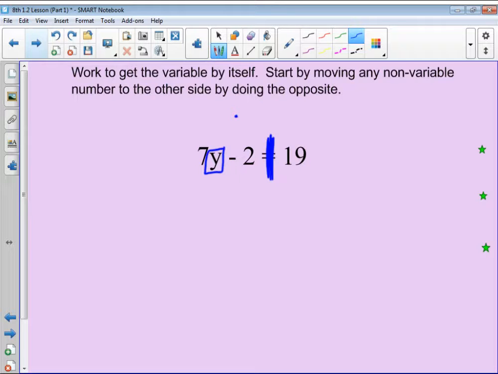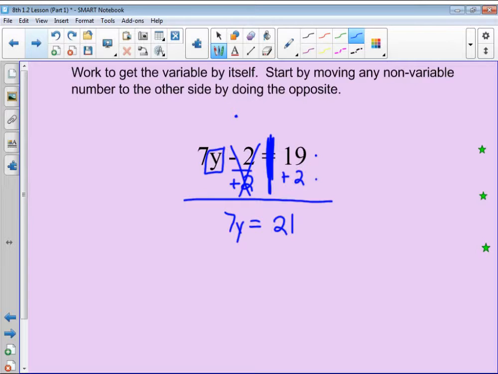So right now, this -2 is not directly attached to the y. So we're going to do the opposite and add 2, or a positive 2. Whatever we do to one side of our equal sign, we have to do to the other, so +2. Okay, on the left-hand side, I've got 7y equals 19 plus 2 gives me 21.